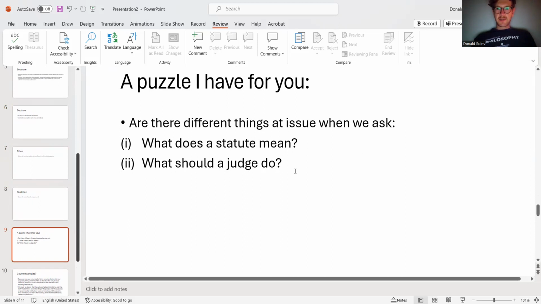But then there's a separate question at issue. What should the judge hearing the case do? Should he do that which is in accordance with the evil law, or should he interpose himself? And so I think a lot of times these questions get illicitly blended together when we think about interpretation.